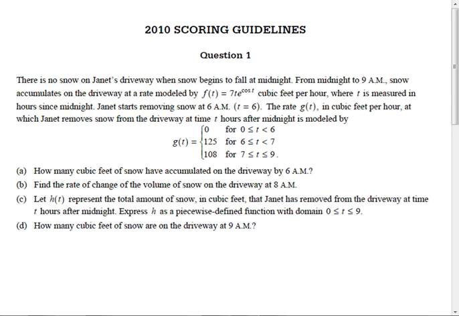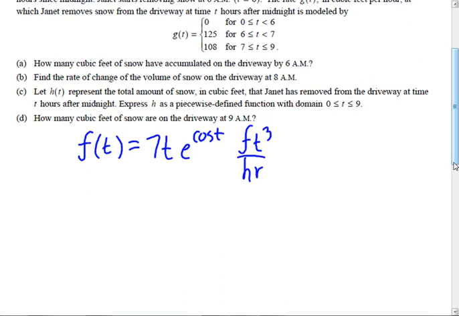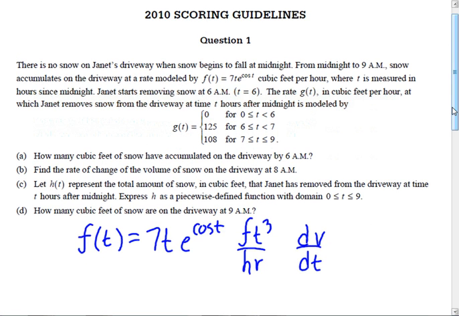Well, I like to get this stuff out of the problem so I can see it, which obviously I failed to do on the last problem because I missed the RDT. And it's cubic feet per hour. I might want to write that down because that tells me something. Is this a total or is it a rate? It's a rate. It's the change in the volume as time changes. Kind of like the oil slick problem, more so than you might even realize. t is measured in hours since midnight.